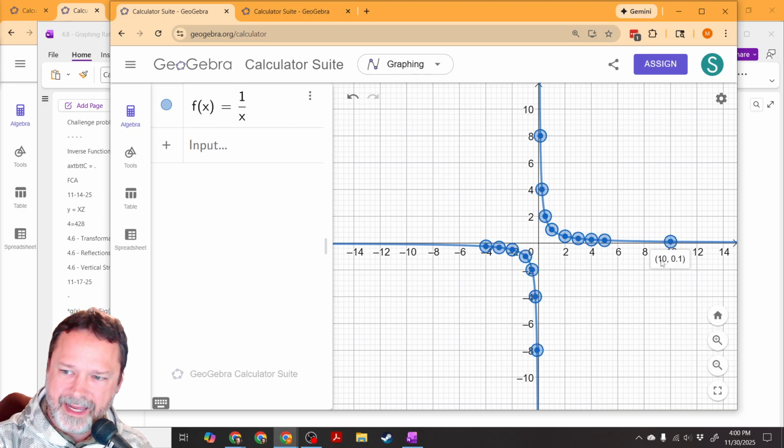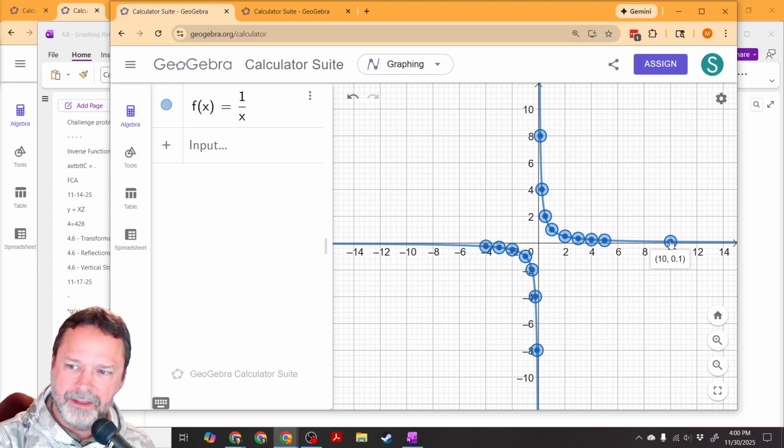So we have 10 and then 0.1, so 1 over 10. You see it's very small. If we started here, 1 comma 1, 1 over 1 is 1. And as we go over right, 1 over 2 is a half, 1 over 3 is a third. So you can see as our x's are getting larger, our y's are getting smaller. At some point, it's going to be 1 over a really, really large number, which is close to 0.